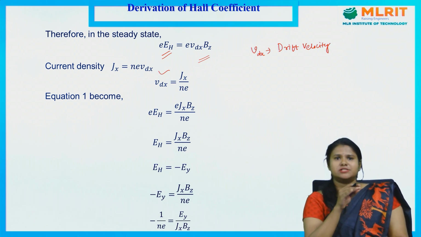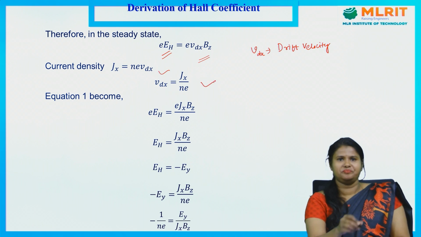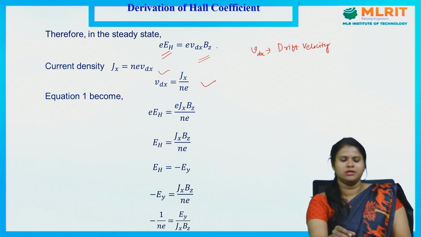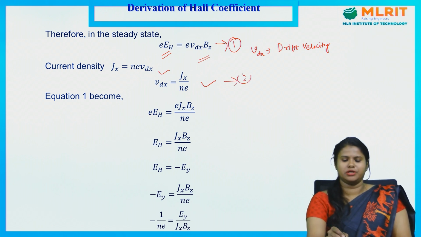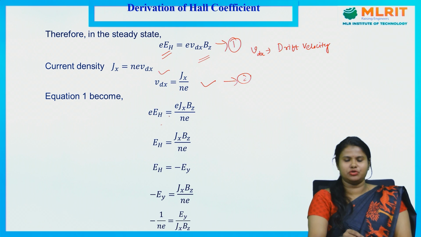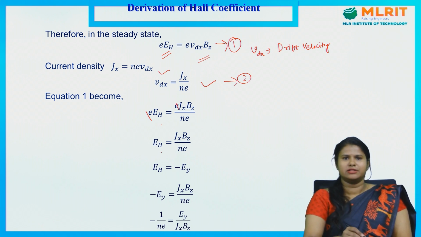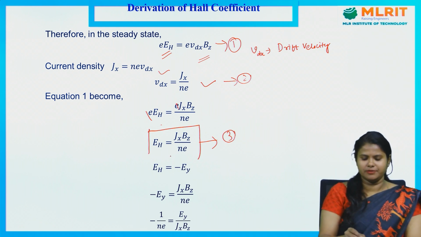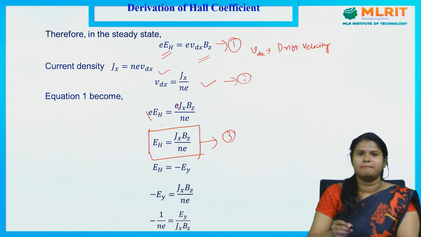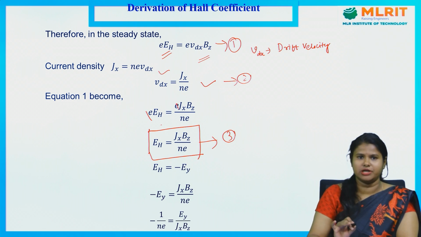Now, this drift velocity can be written as Jx by Ne. Substituting this in, this is our equation 1. Substituting equation 2 in equation 1, we will get e into EH is equal to e into Jx Bz by Ne. So, e will be cancelled on both sides, and we get EH equal to Jx into Bz by Ne. This is the value of Hall field in terms of the current density, magnetic field, and N is the number density and e is the charge of electron.